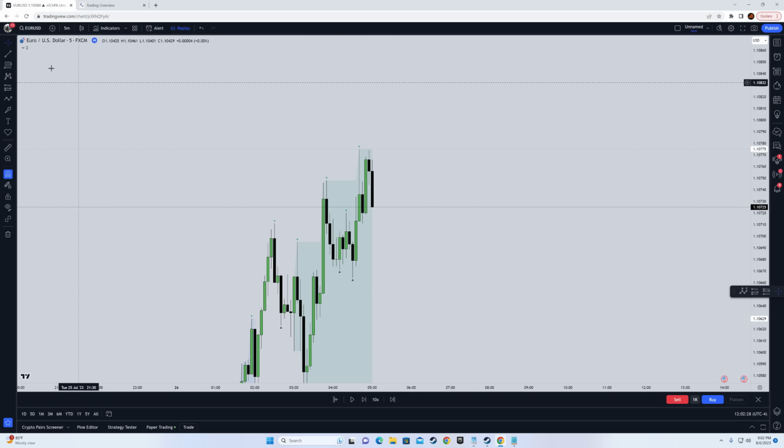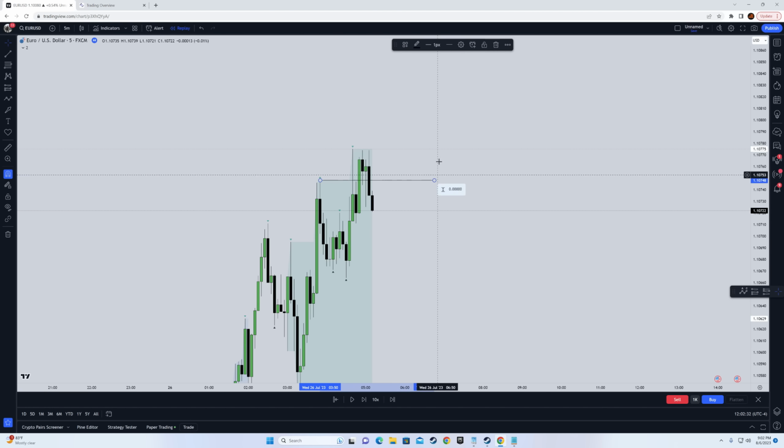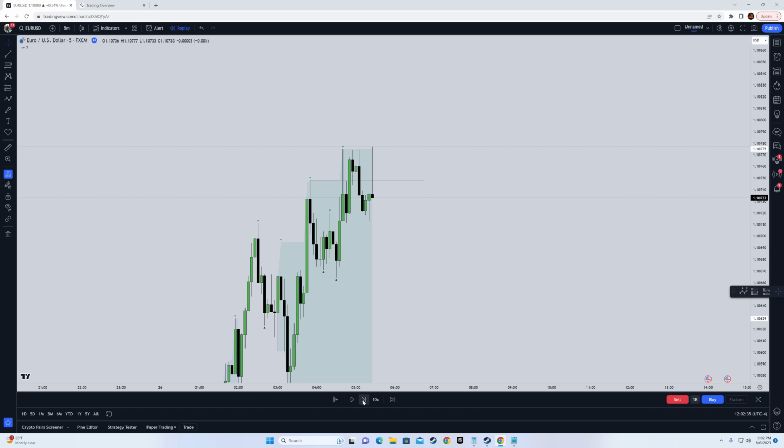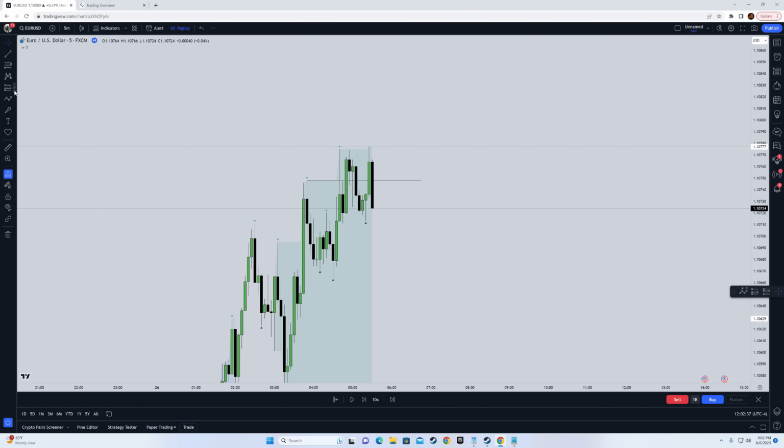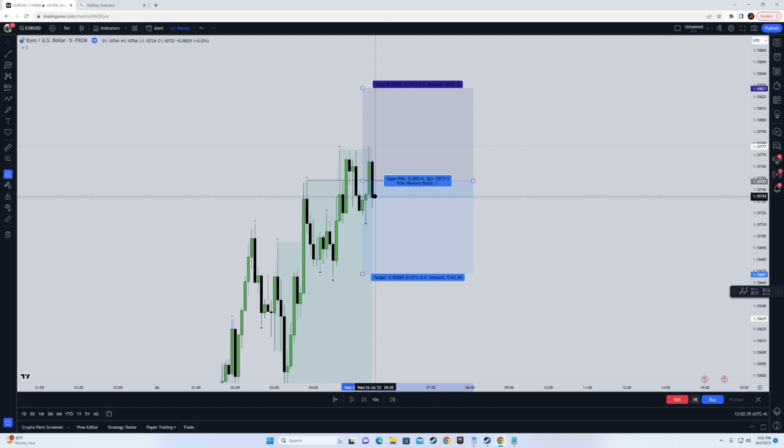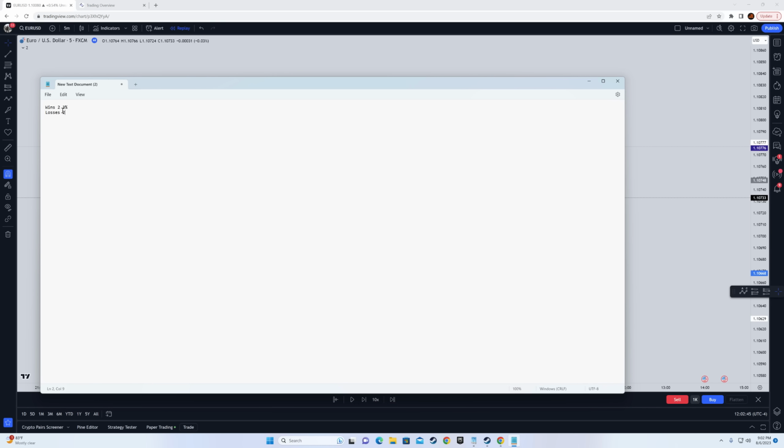So waiting for the closure below the range. Does it happen? Okay, we do have an ABC here. And this was a losing trade from the looks of it. So this was short here. Stop would have gone above this high, and this was a losing trade. So I'm going to give this another loser.